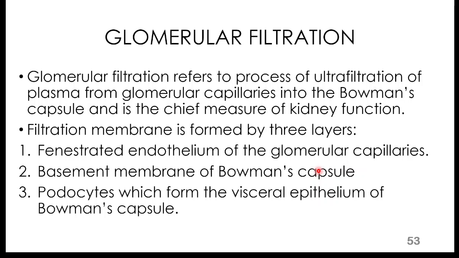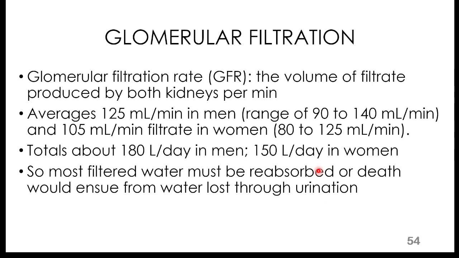Now the filtration membrane, as we've said earlier, is formed by three layers: the fenestrated endothelium of the glomerular capillaries, the basement membrane of Bowman's capsule, and the podocytes, which form the visceral epithelium of Bowman's capsule. Now, glomerular filtration rate is simply the volume of filtrate produced by both kidneys per minute. It's about 125 mL per minute in men, and about 105 mL per minute in women. That's about 180 liters per day in men, 150 liters per day in women.